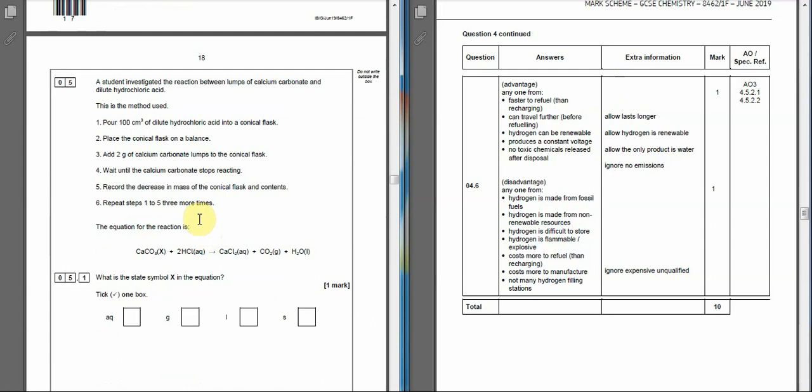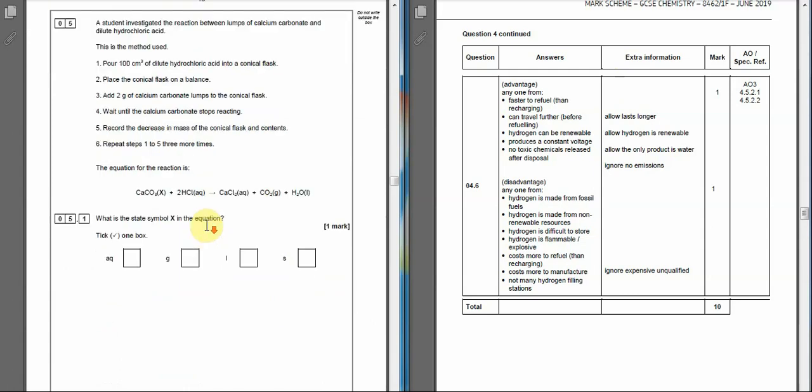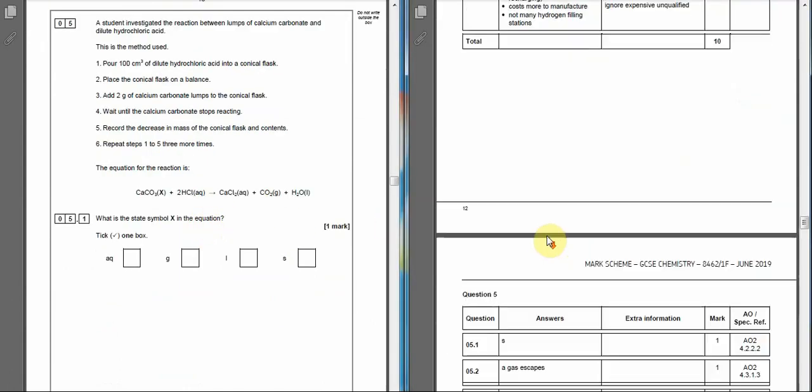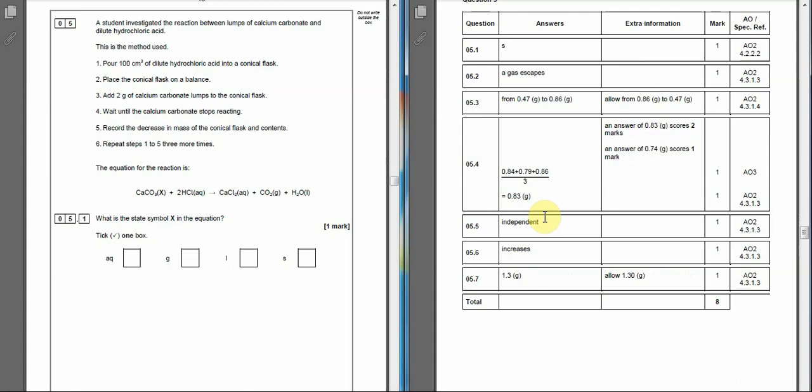Oh, would you look at that? We're on question 5 already. We are absolutely rocketing through. Well done on concentrating.